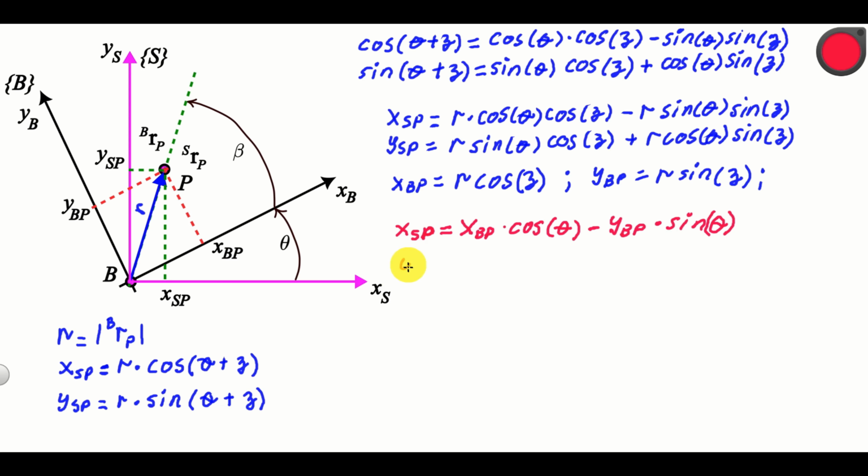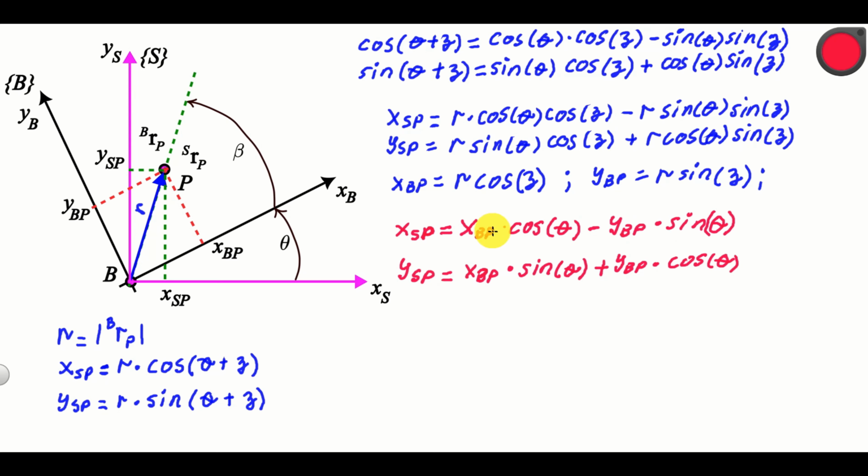How about the second equation? Let's see, YSP is equal to, let's see, R multiplying cosine beta is simply XBP. So we will have XBP multiplying sine of theta. Then we will have plus R multiplying sine beta is obviously YBP. So we will have YBP multiplying cosine of theta. Okay.